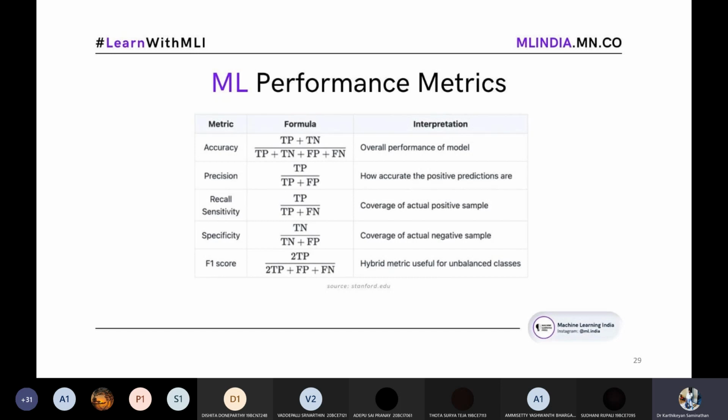Specificity calculates the actual negative samples: true negative divided by true negative plus FP. F1 score is used to evaluate the model for unbalanced classes: 2 times TP divided by 2 times TP plus FP plus FN. So this is your ML performance metrics.